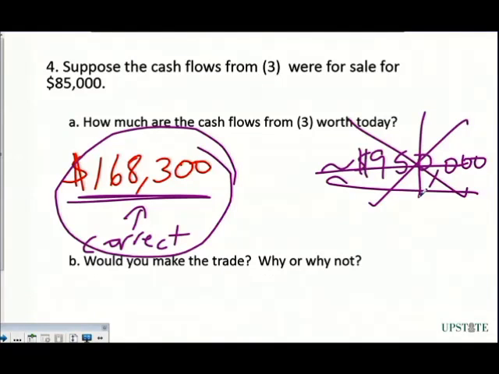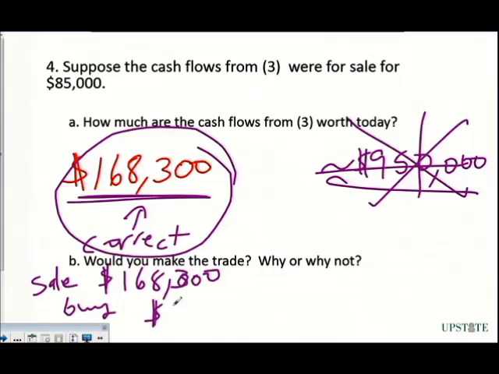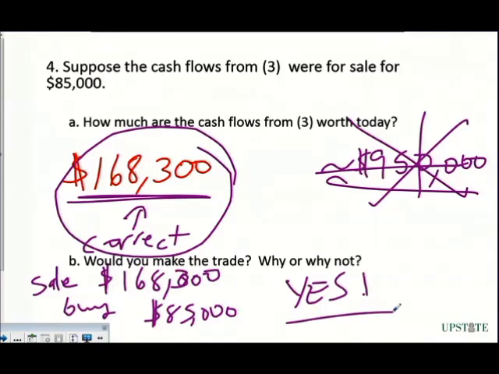Okay? Now on B, I didn't actually grade this one because there was some ambiguity as to whether you owned it or you were looking to buy it. But basically what I was asking here is you see that this is for sale for $168,300. That's the sale price. And then you could buy it for $85,000. Okay, and the question is, would you do that? Absolutely. Absolutely you would do this because you would be making a huge return on that because you're getting it for half price basically.